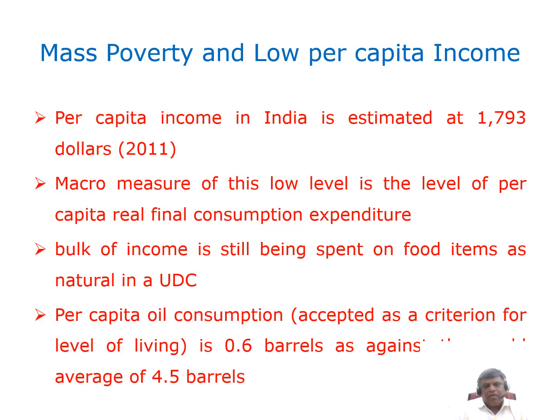Mass poverty and low per capita income. What is the meaning of mass poverty? Mass poverty means the majority of people are living without the basic essentials of food, money, clothing and other things. Next one, per capita income. Per capita income means the amount of money earned per person in a nation. Low per capita income means a lower average income of people living in a country or specific area.